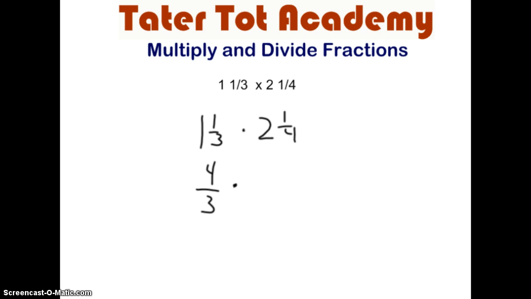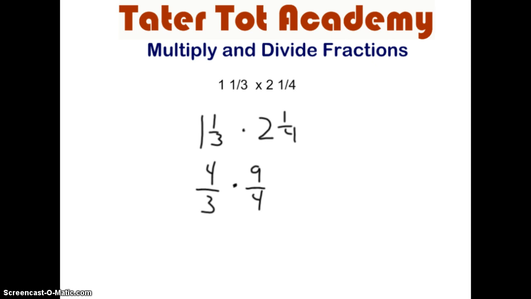So 4 times 2, because the 4 from the bottom is going to be multiplied by the whole number 2, to give me 8. And we're going to have that 1 extra there that we're going to add to it to give me 9. So that's going to be multiplied by 9/4. So I end up with 4 thirds times 9/4.